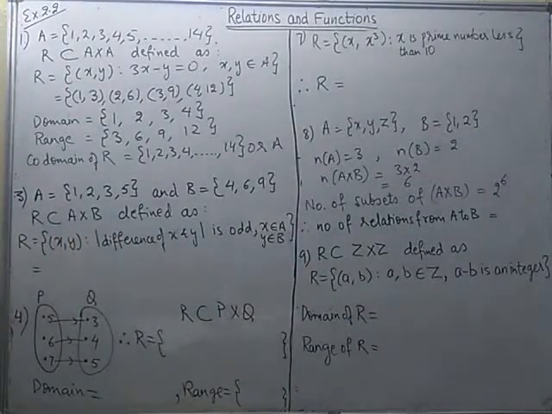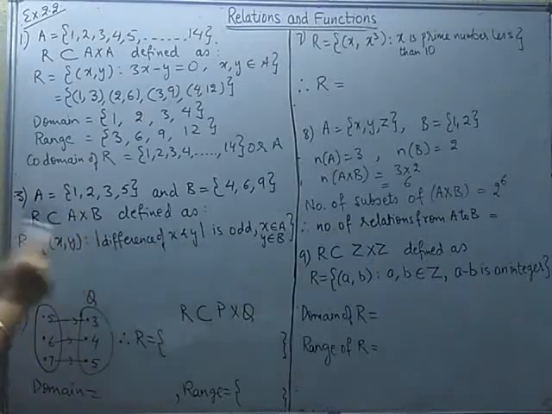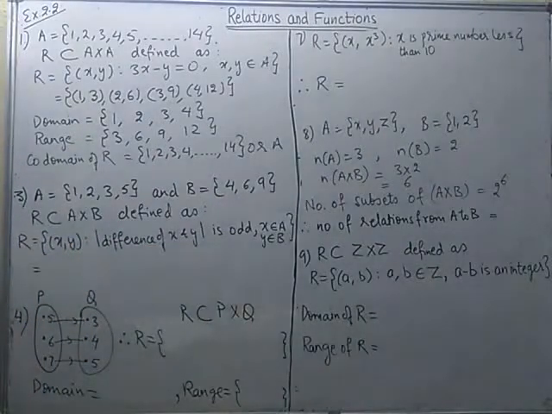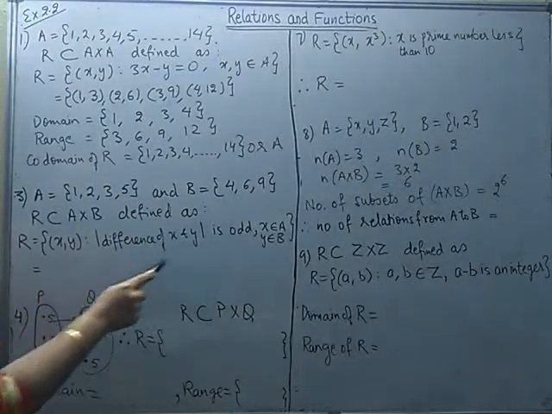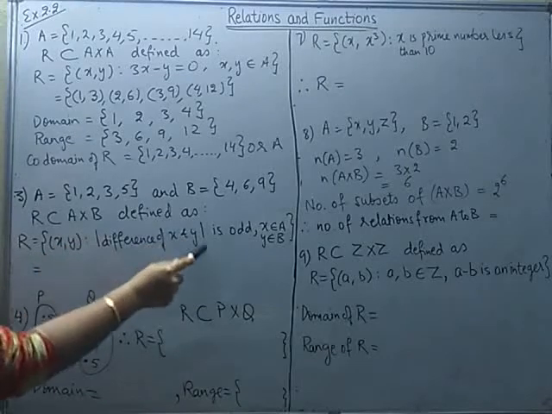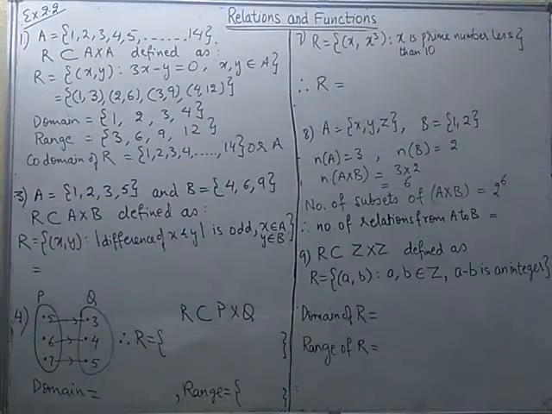It is defined as containing pairs x, y, where the modulus, these are the symbols for modulus. When we will define functions, you will understand what modulus function is. But for the time being, you can use its definition as, it says modulus of difference of x and y is odd. So when we find x minus y, the difference should come out to be odd. Modulus is taken so that only its magnitude is considered, not the sign.